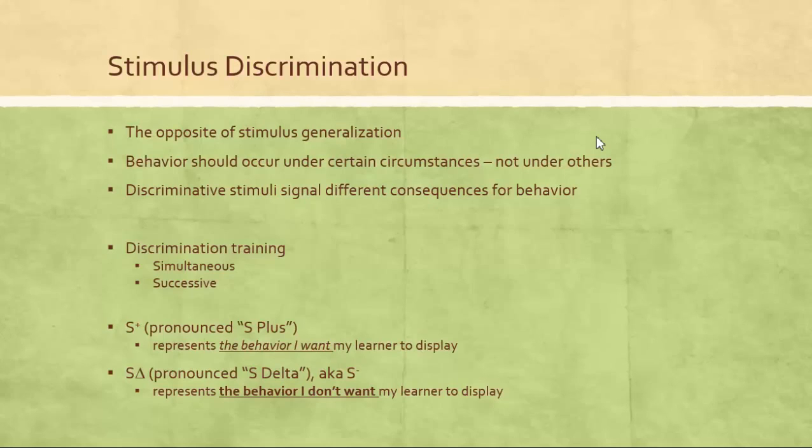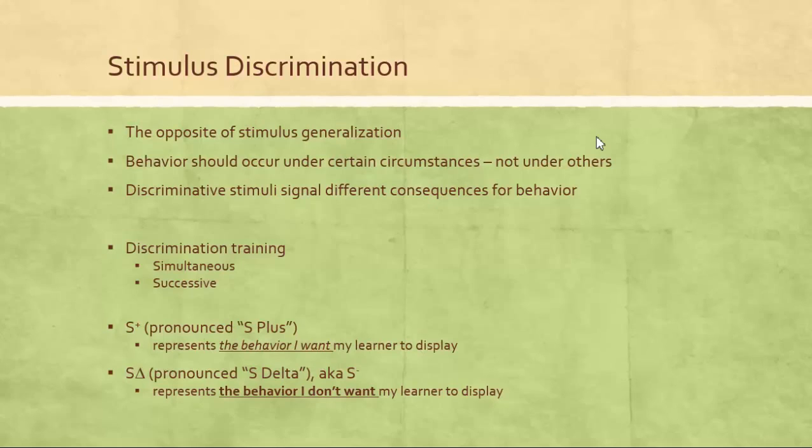In successive discrimination training, the bad stimulus, called S delta in our book, represents the bad keys, or the stimuli that should be discriminated against. Don't press those, kid. S plus refers to the good keys, or the stimuli that I want the learner to respond to. So, in successive discrimination training, they do not occur at the same time, but rather alternate.